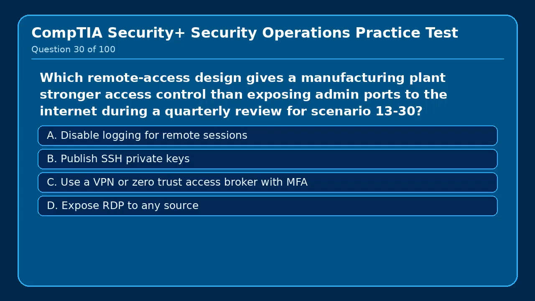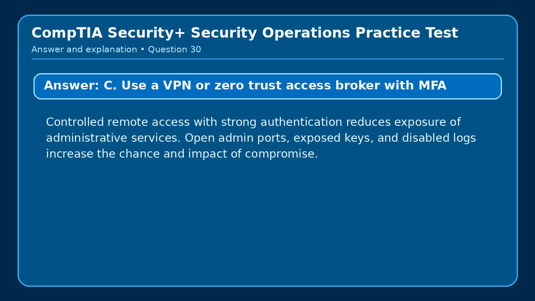Question 31. Which classification should a legal office apply to payroll data before choosing safeguards while preparing a remediation plan for scenario 13 to 31? A. Public marketing content. B. Anonymous weather data. C. Sensitive or confidential. D. Discarded test data with no controls. Take a moment to choose your answer.